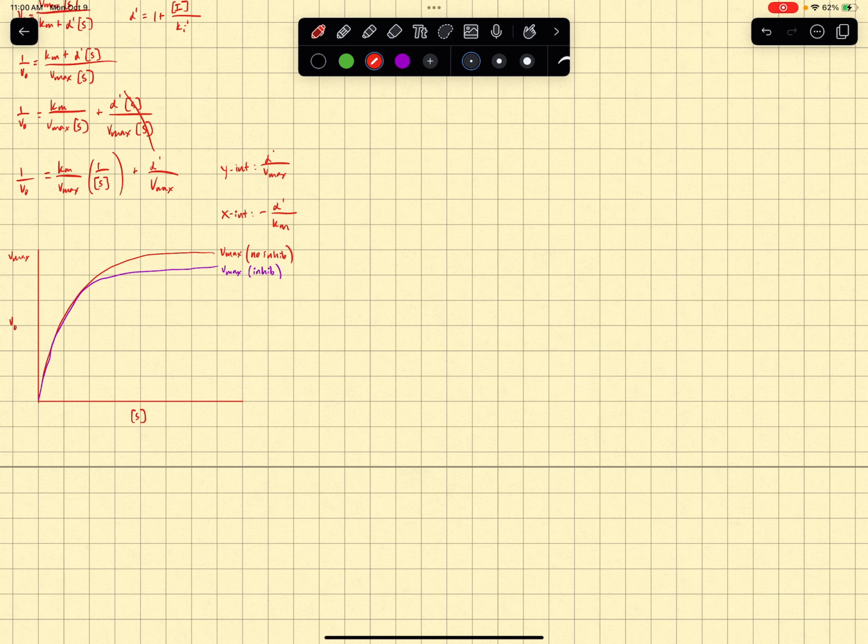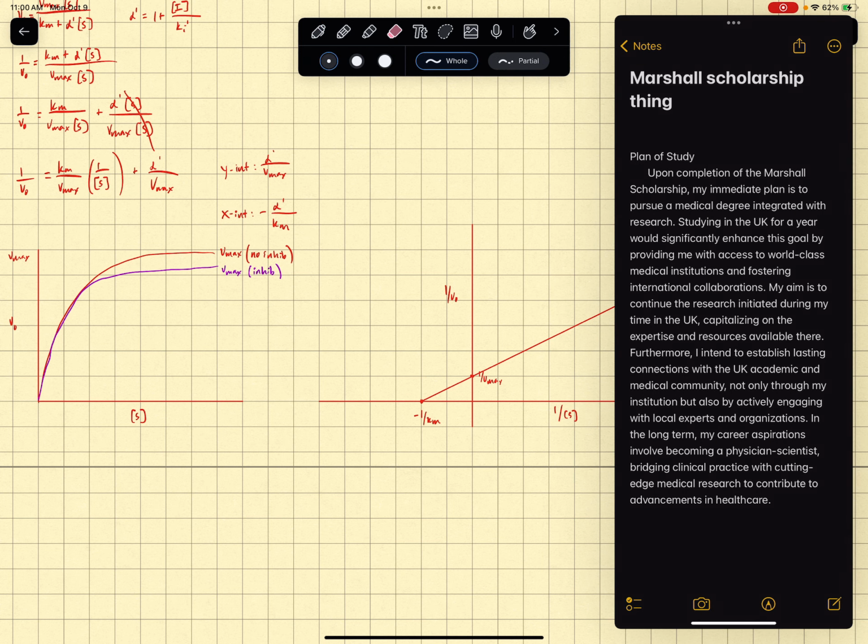All right, and so what this looks like in a Lineweaver-Burk form. So 1 over V naught over here, 1 over the substrate over here. So normally we'd have 1 over Vmax, we'd have negative 1 over Km, and a slope of Vmax over Km. Or I'm sorry, Km over Vmax.